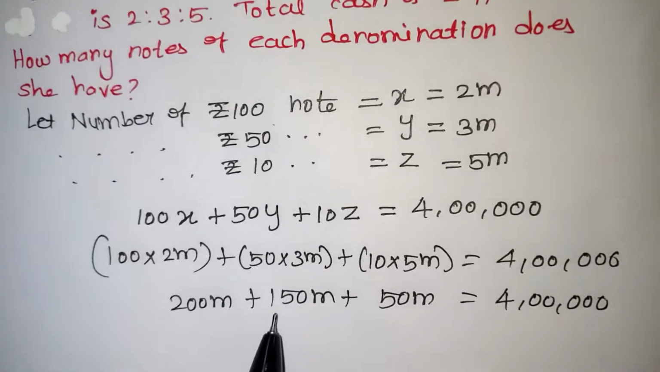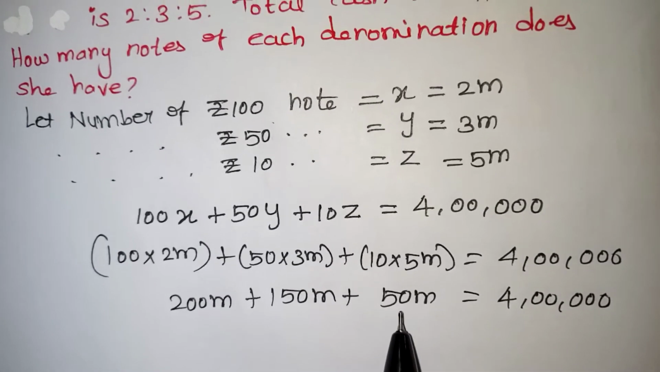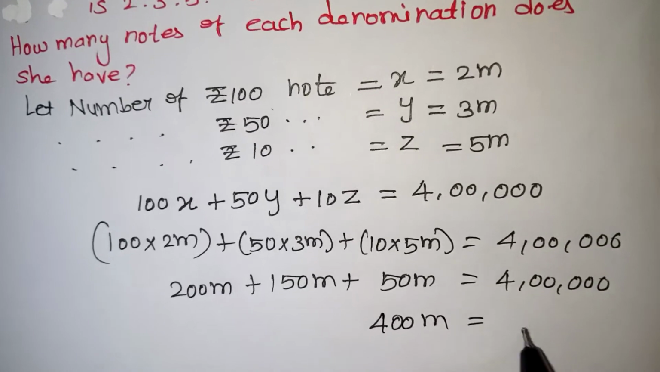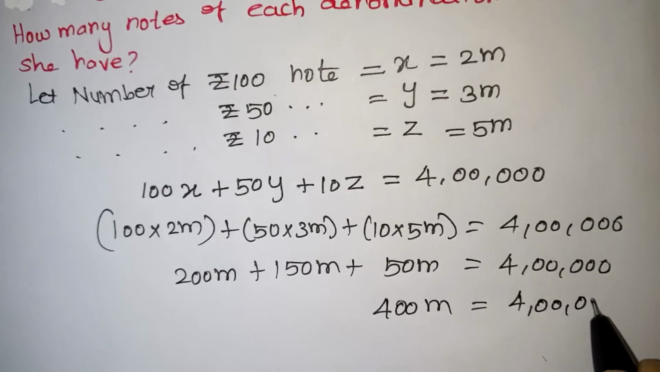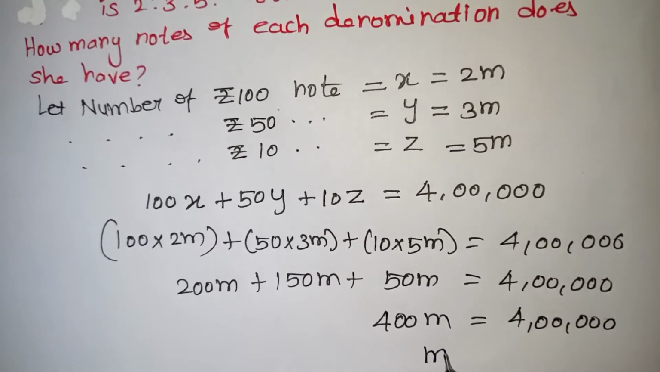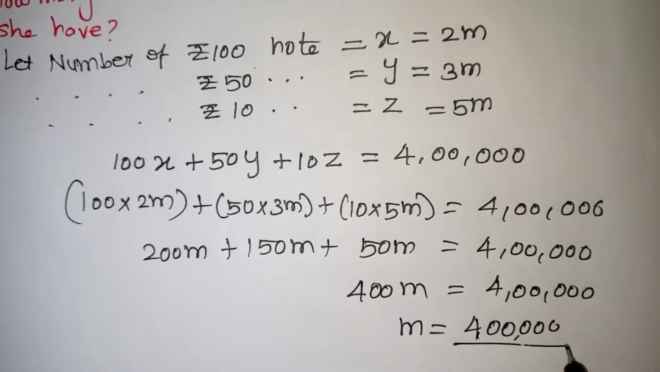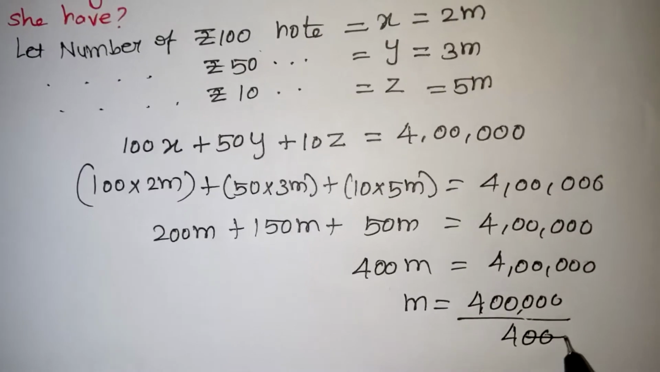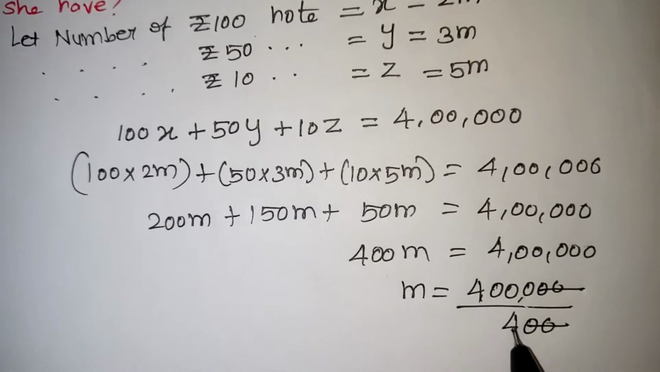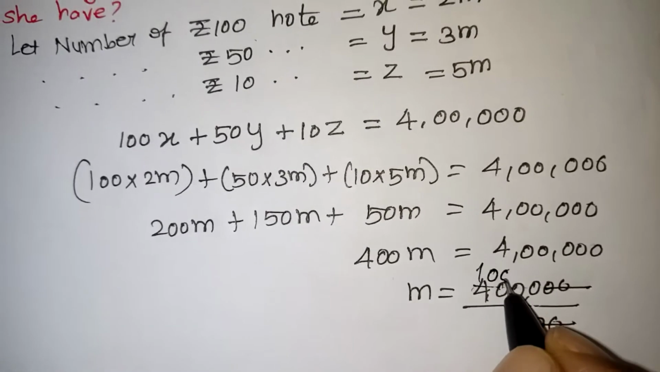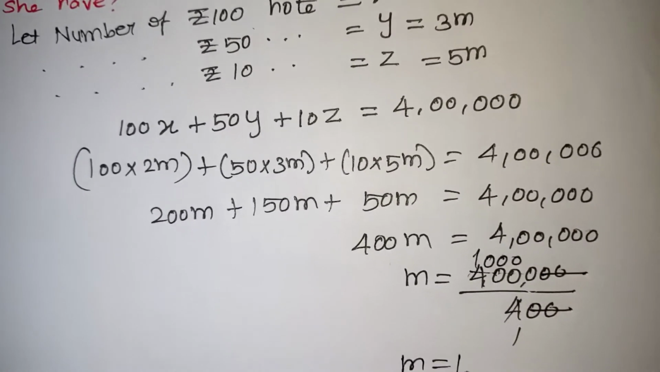Now addition: 200 plus 150 is 350, plus 50 is 400. So 400m is equal to 4 lakh. Now I want only the m value. So m is equal to 4 lakh by 400. So 2 zeros will get cancelled. 4000 by 4, 4 ones are 4, so it will be 1000. So m is equal to 1000 we are getting.